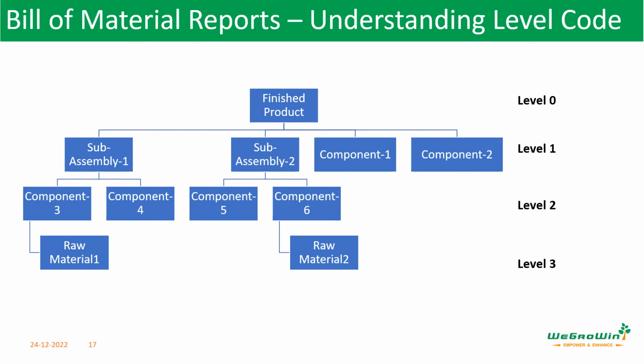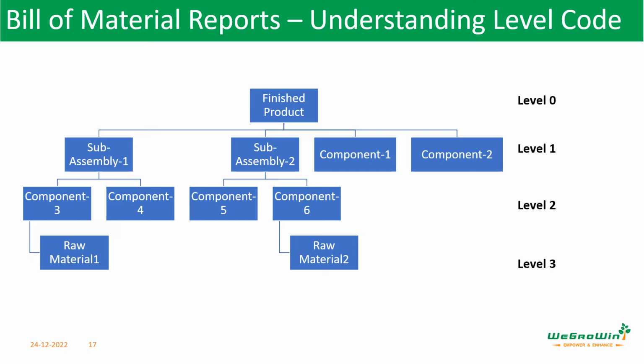So we start our discussion with what the level code is in a bill of material. We see the level codes in bills of materials. Here we can see that any product, when it starts, we start with level 0, right? And then the next level BOM is called level 1 BOM. For example, to produce this finished product, we need one sub-assembly, another sub-assembly, component 1, component 2. These are the level 1 components required to produce this finished product.